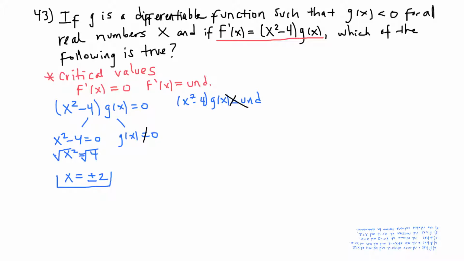Remember, the answer choices are talking about will we have a relative max or a relative min. So that's the first step, find the critical values. Then after you find the critical values, what's the next step? To figure out if you have relative max or relative min. Well, we can certainly try the first derivative test.